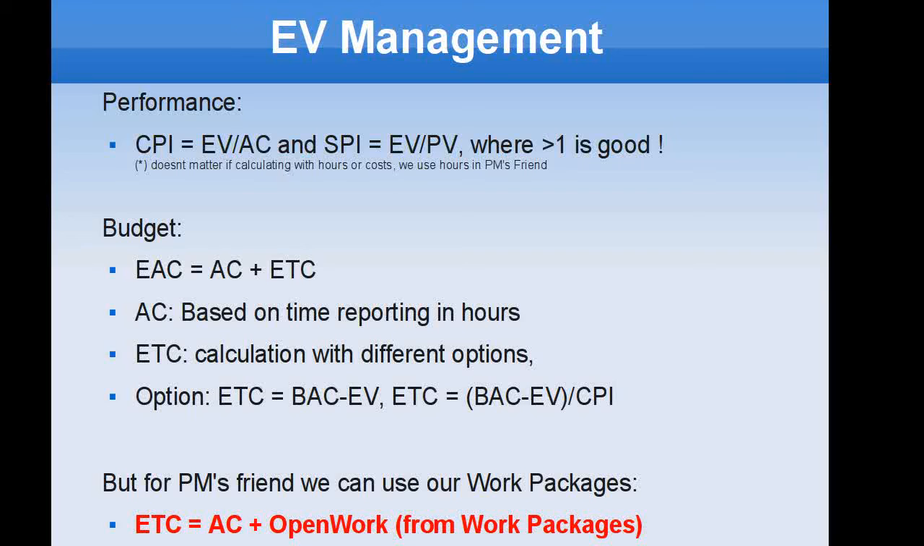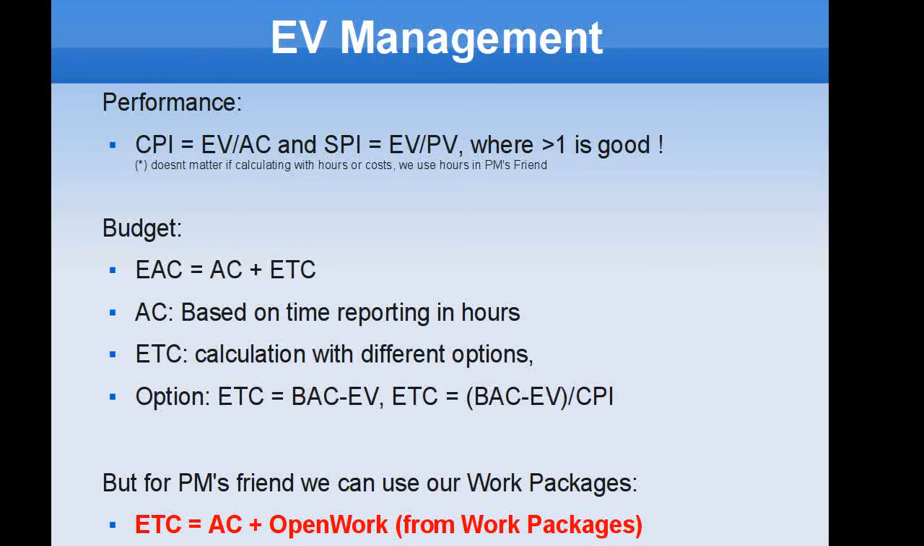Earned value management is about performance and budget. The cost performance index equals the earned value divided by the actual cost. Earned value is the work you have really earned within your project. Let's say your project is 100 hours and you have completed 70% of the project work. So your earned value is 70 hours.